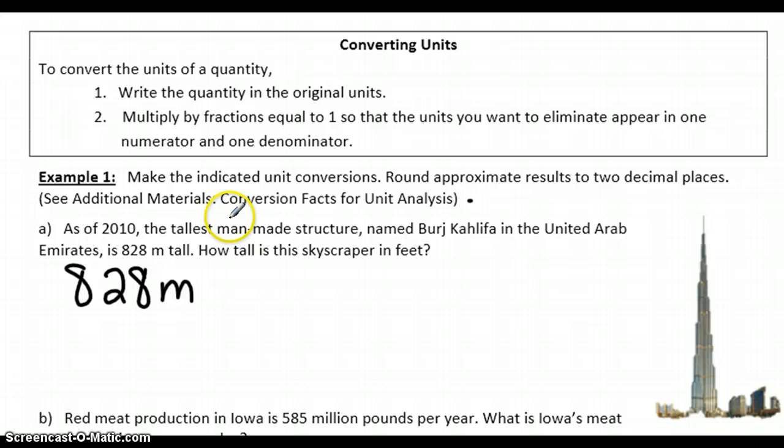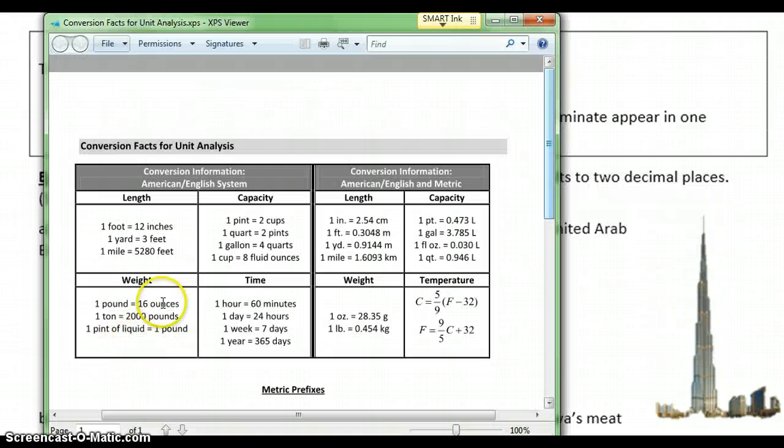Now what I want to do is multiply this by a fraction. I just don't know yet what fraction I want. So I'm going to have to look up a conversion fact that's going to connect meters and feet. Let me look back on the other side. Feet and inches, those are all American. I want American to metric. So inches, centimeters, feet, meters. Looks like I want this one right here to convert feet into meters. 1 foot is 0.3048 meters.